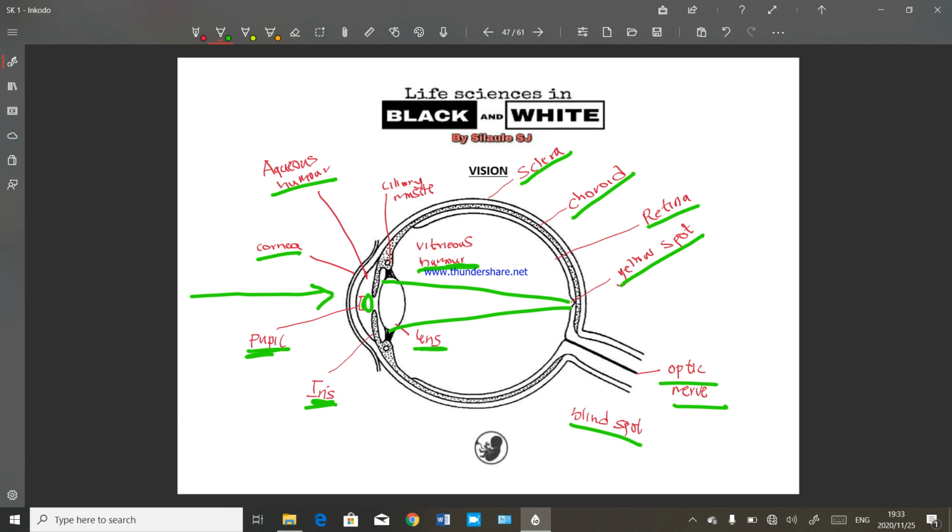It also contains the blood vessels which transport nutrients, oxygen and carbon dioxide to and from the cells in the eye. And then we also have the ciliary muscle, which plays a role in accommodation in terms of changing the shape of the lens with the help of suspensory ligaments.